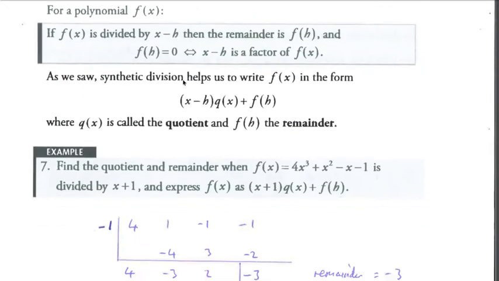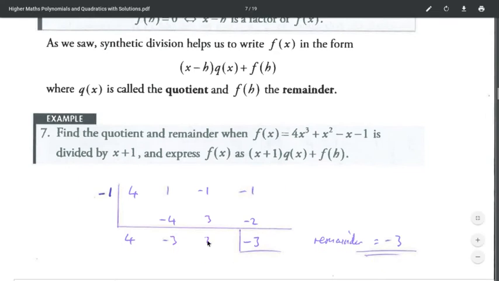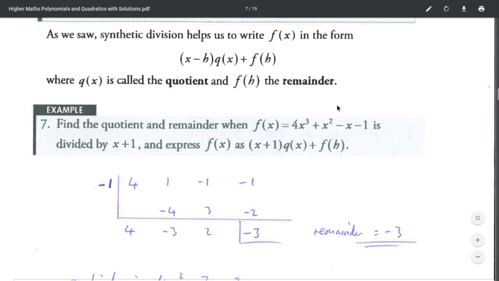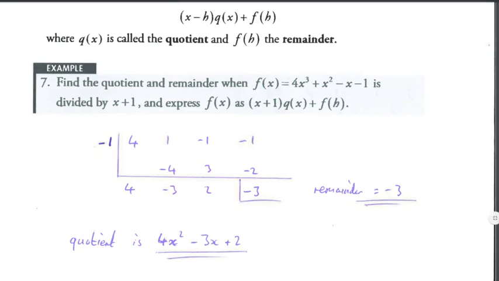As we saw, synthetic division helps us to write f of x in the form x minus h, the factor, multiplied by q of x. q of x is the quotient, which is given by these values down here, and f of h is the remainder. So find the quotient and remainder when f of x is divided by x plus 1. We have x plus 1 there, so we need to solve that equal to 0 to get the value of x that we're going to substitute in. So it's going to be -1 that we substitute in.